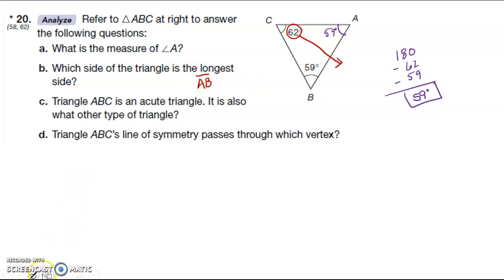It says triangle ABC is an acute triangle. It is also what kind of triangle? Well, I have two angles that are the same, here and here, which means I'm going to have two sides that are the same. If I have two sides that are the same, it's an isosceles triangle. And it says the triangle's line of symmetry passes through which vertex? So if this side is the same as this side, my line of symmetry is going to actually go through C.